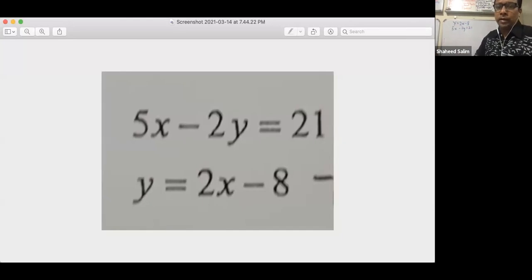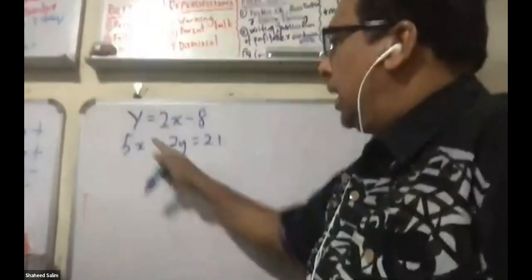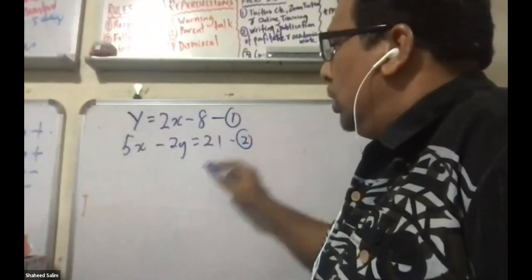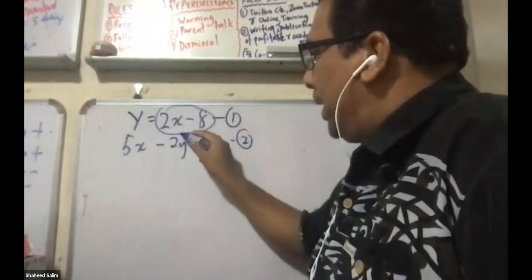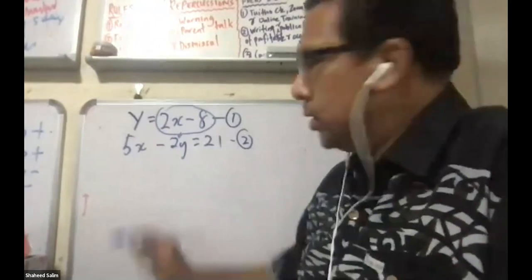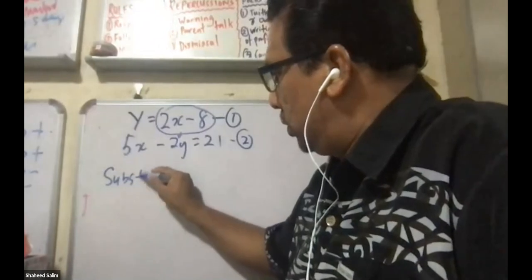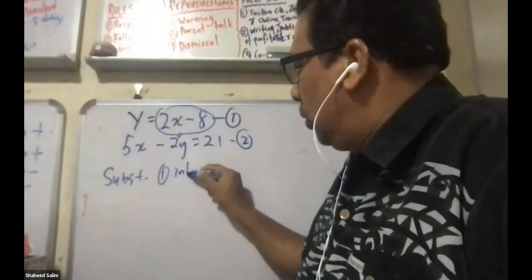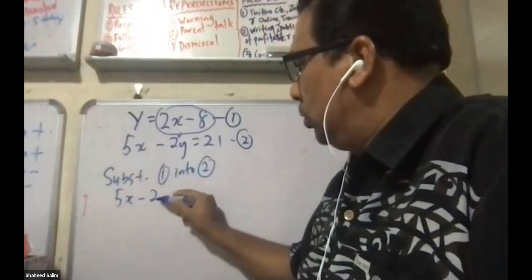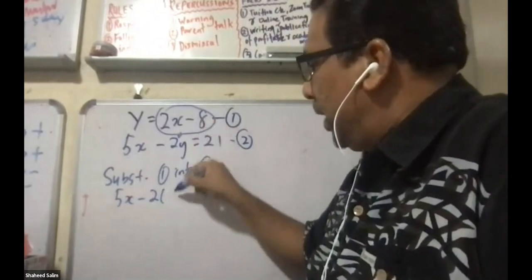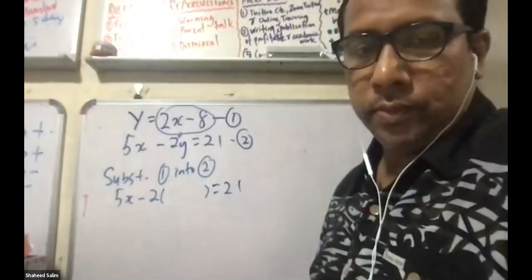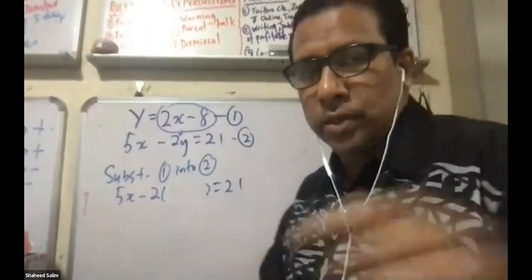Okay, Ryan, you have this now. Down here, y equals 2x minus 1. I call it equation 1. This is equation 2. Notice I can put this value inside y here. Do you realize that? So I substitute 1 into 2. I copy this, 5x minus 2, y, and I put a bracket. Why? I want to put the value of y inside here, equals 21. Can you see that?